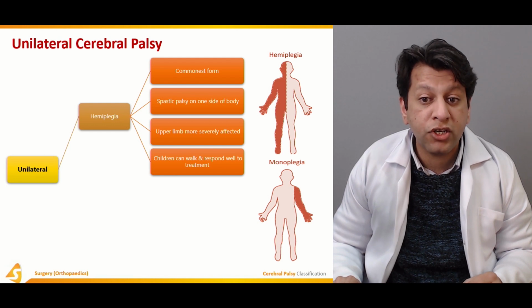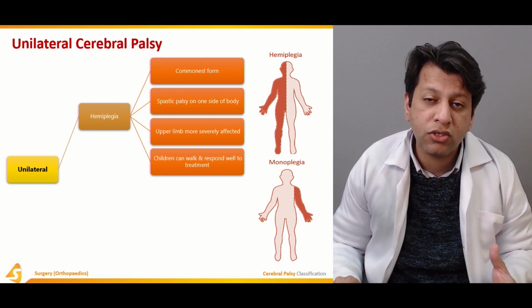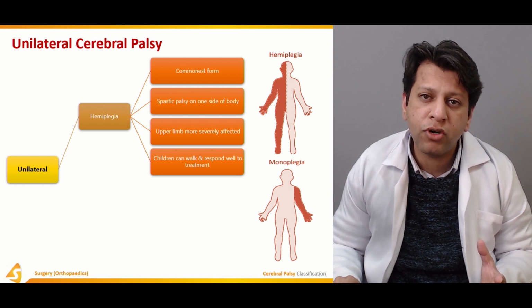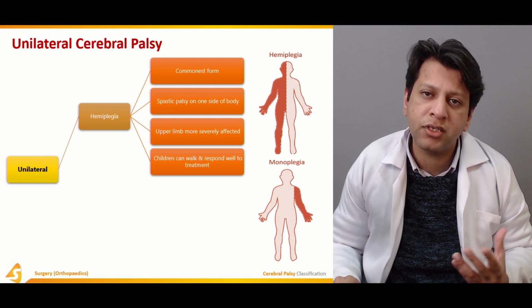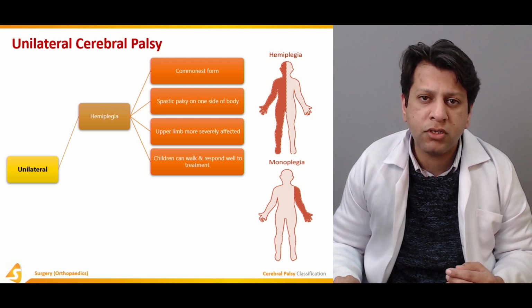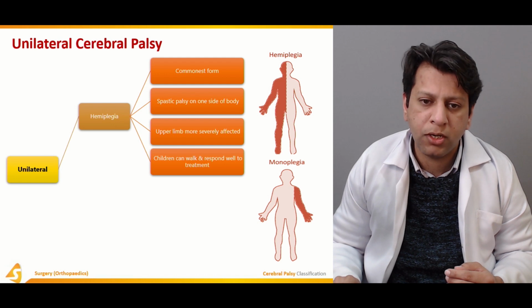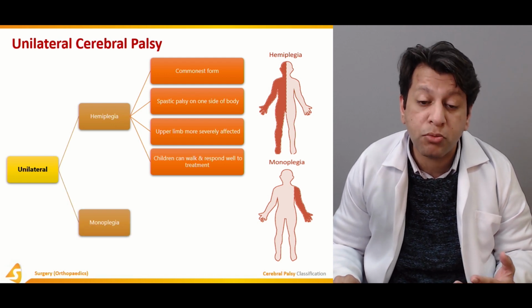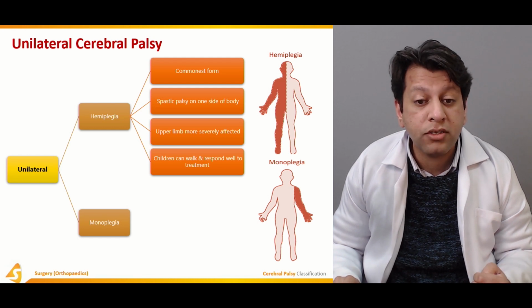Children can walk and respond well to treatment. As it's a common form, although a less severe form as well, they usually respond very well to different types of treatments such as physiotherapy, splintage, and sometimes surgical options are utilized as well. The next subform of unilateral cerebral palsy is monoplegia.